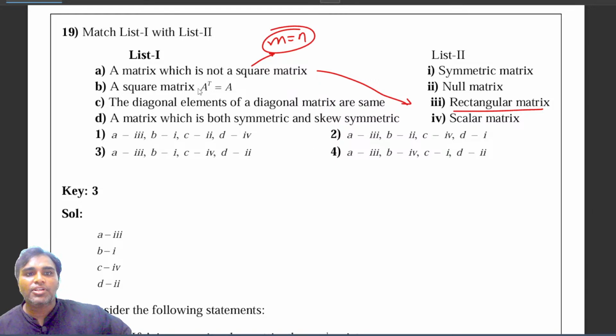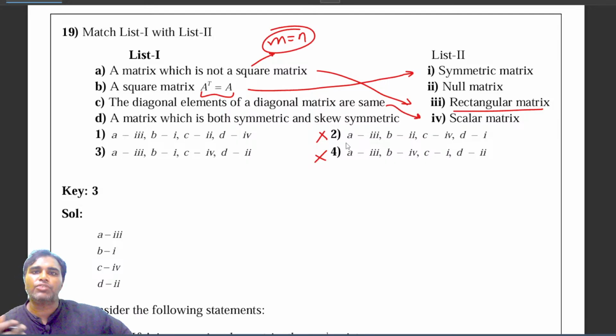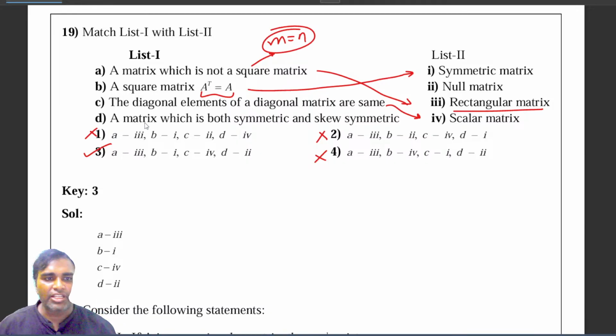Very good. Now A transpose is equal to A. It means which kind of matrix? We have learned it in the starting of class 12th. So A transpose is A, that is symmetric matrix. So B with 1. So these two options are gone now. If diagonal elements of a diagonal matrix are the same, then we call it a scalar matrix. And if it is equal to 1, identity matrix. If it is equal to 0, then null matrix. But here all elements are the same, so scalar matrix. So C with 4, this also is gone. So option 3. And a matrix which is both symmetric and skew symmetric is the null matrix. 0 matrix is both symmetric and skew symmetric. So for 19 we have the third option.